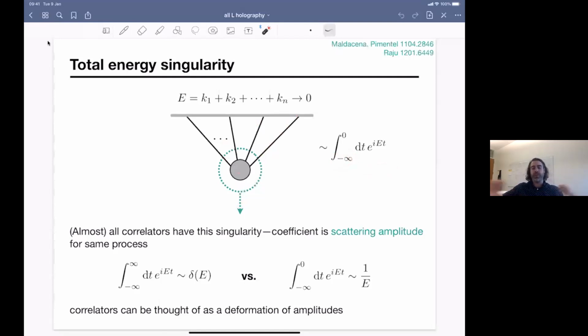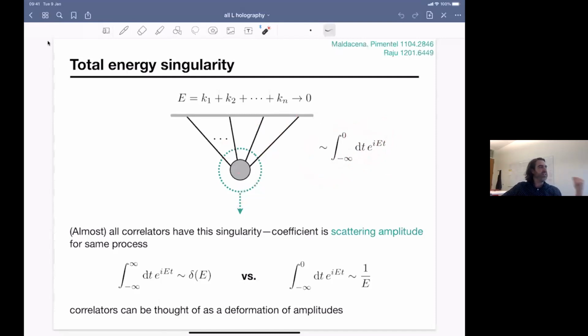So the domain of integration is going to infinity. And when the total energy adds up to 0, there's no oscillatory suppression in the infinite past, and so something diverges. Okay. So that already sort of tells you why there should be some singularity. But more interestingly, the coefficient of this singularity is a scattering amplitude for the exact same process in flat space.